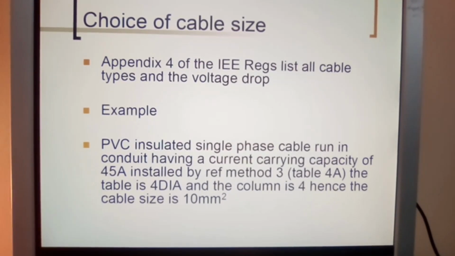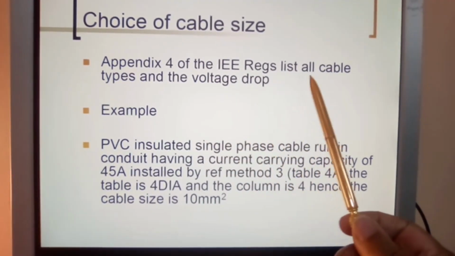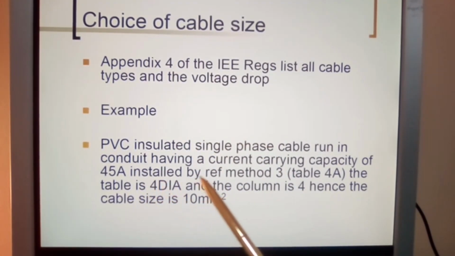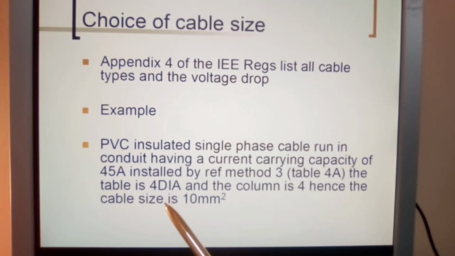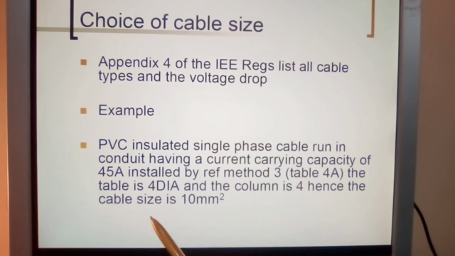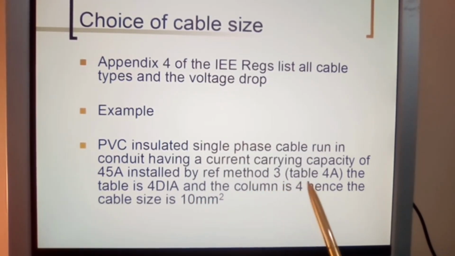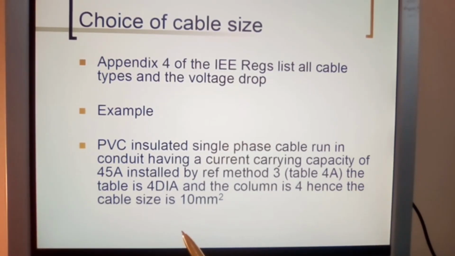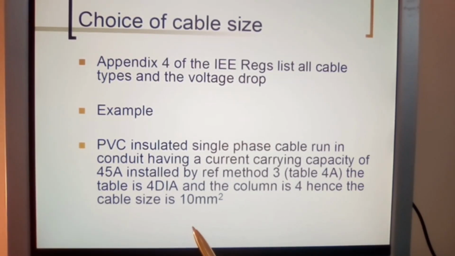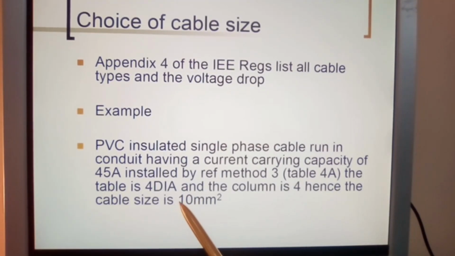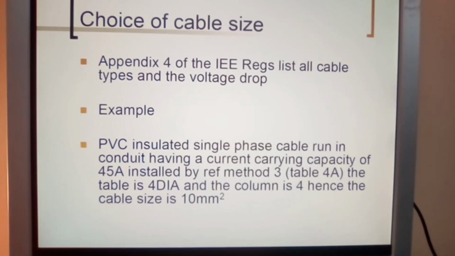Choice of cable size. Appendix 4 of the IEE regs lists all cable types and the voltage drop. Example: a PVC insulated single phase cable run in conduit, having a current carrying capacity of 45 amps, installed by reference method 3, table 4A. The table is 4D1A, and the column is 4, hence the cable size is 10 millimetres square.